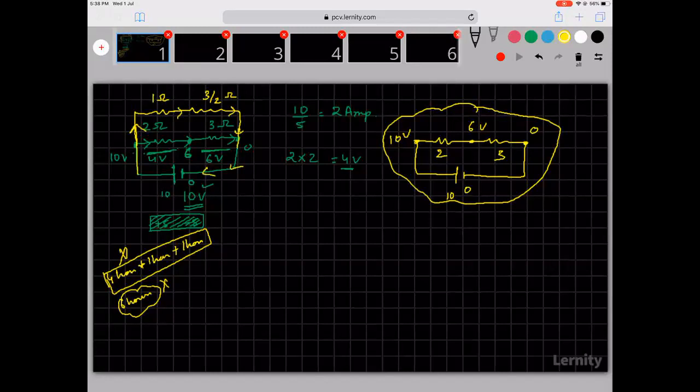So now let me find out the total resistance here, 1 plus 3 by 2. So that will become 5 by 2. So what is the current in that circuit? 10 divided by 5 by 2. So that will become 4 ampere. So the current now is 4 ampere here.